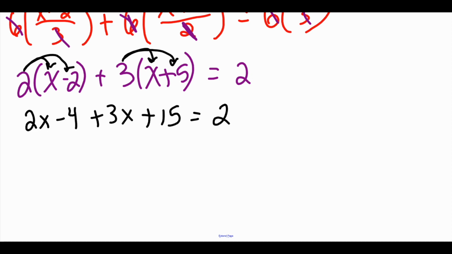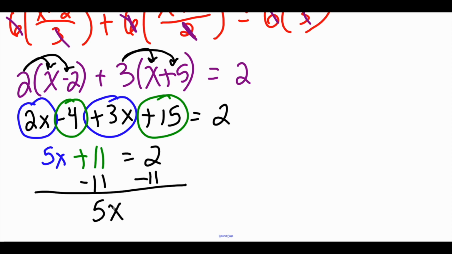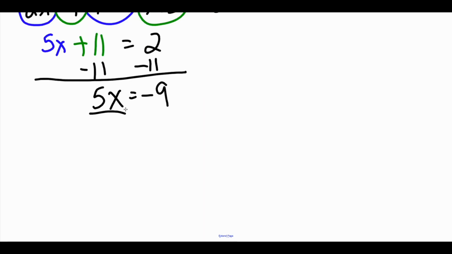Up next, I will need to combine my like terms. So I have a 2x plus a 3x, which will give me 5x. And then I have a minus 4 plus 15, which will give me a plus 11. And then I have my equals 2. Move the 11, so subtract 11 from both sides. So 5x equals 2 minus 11 is negative 9. Last step here, to get x by itself, we will divide by 5. Final answer, x equals a negative 9 over 5.